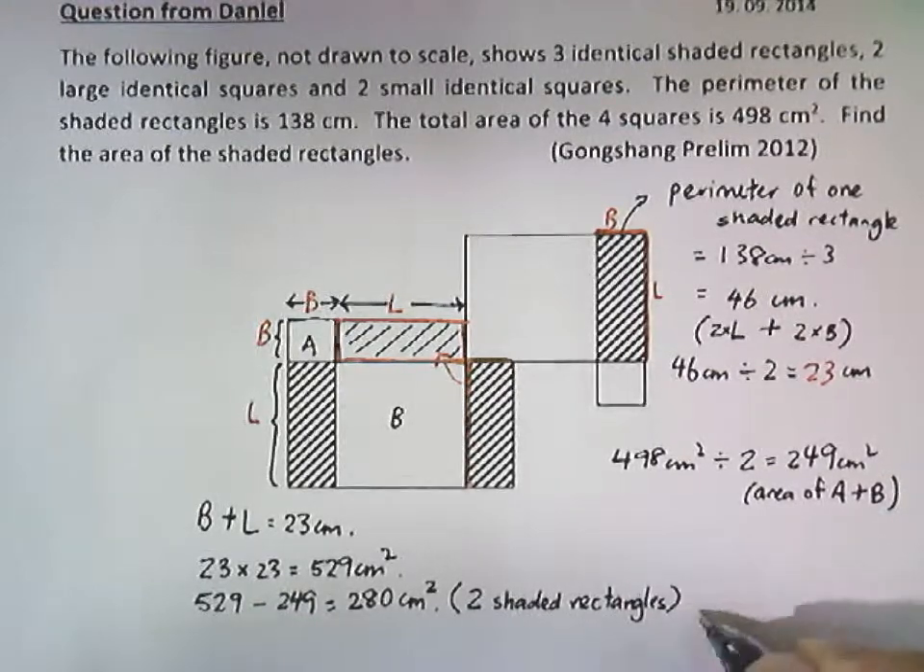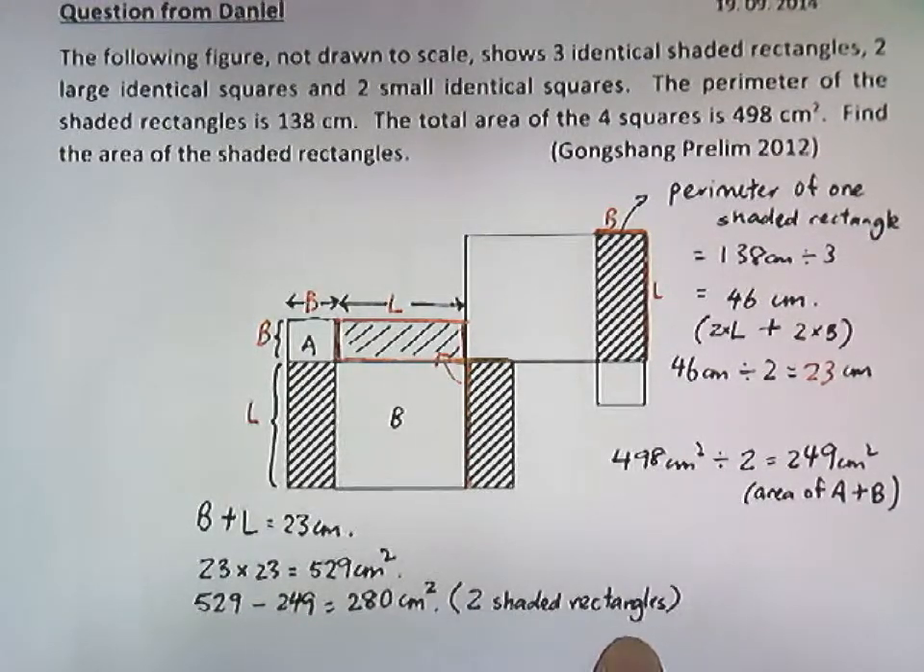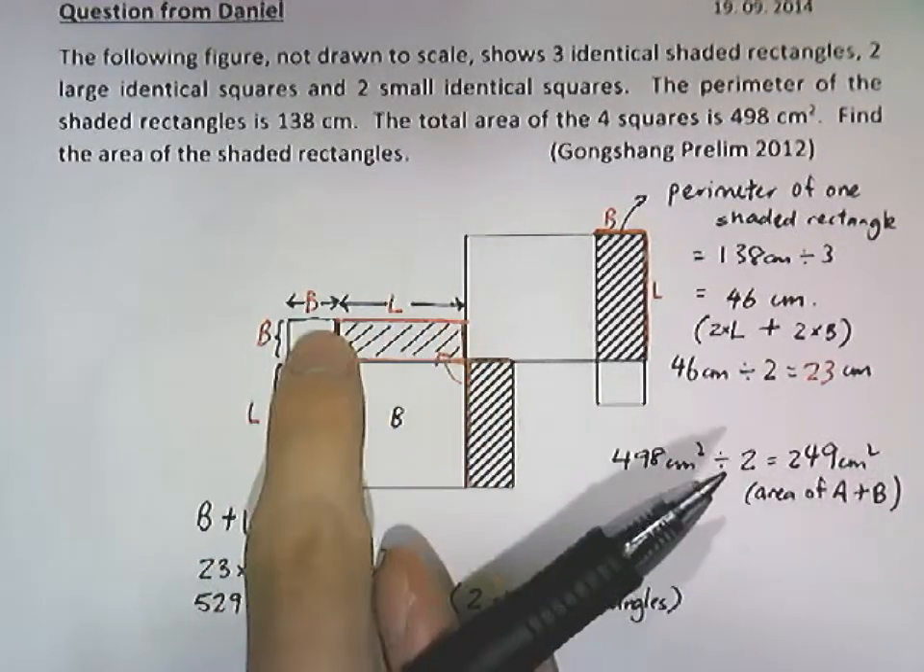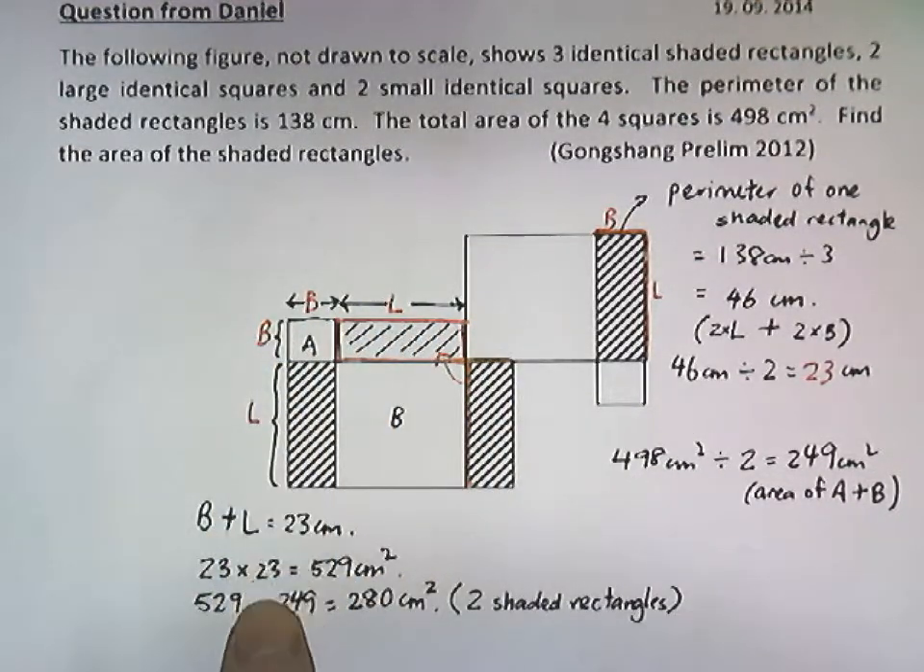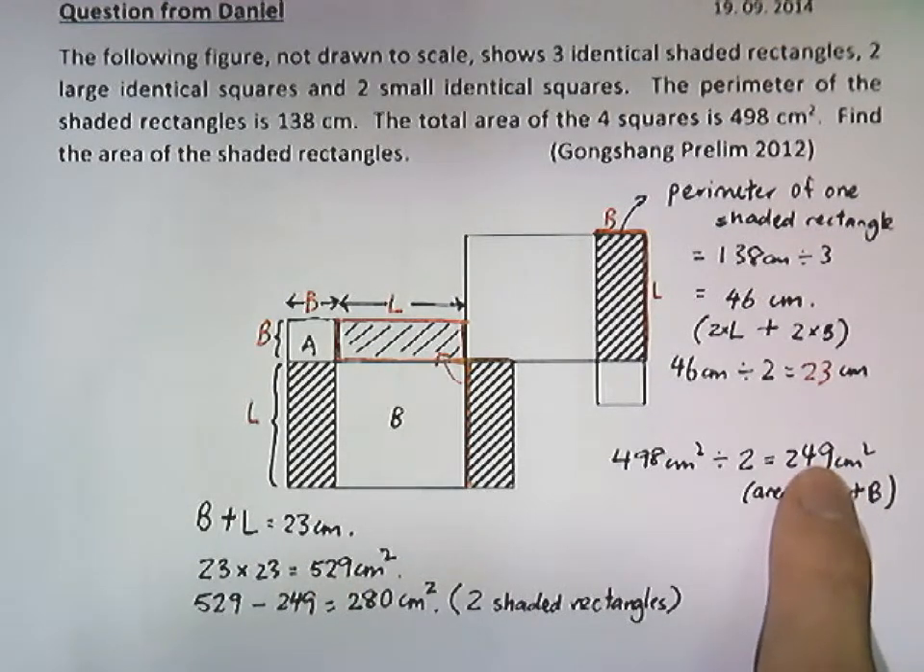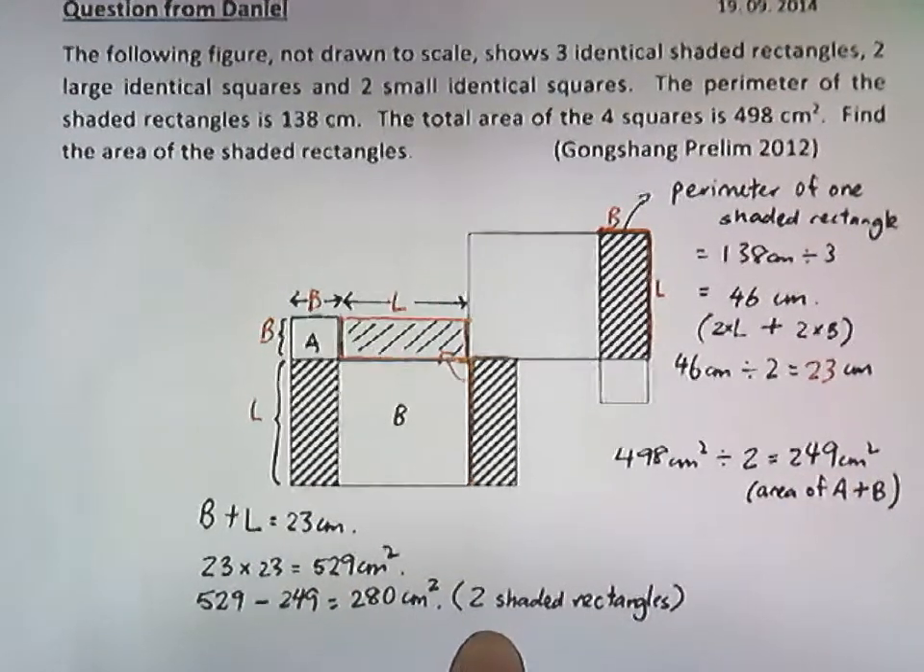So we can get the area of the two shaded rectangles simply from getting the area of the big square, B plus L times B plus L, 23 times 23. The area of the big square is 529 cm square. Subtract A and B together, 249, and that gives me two shaded rectangles.